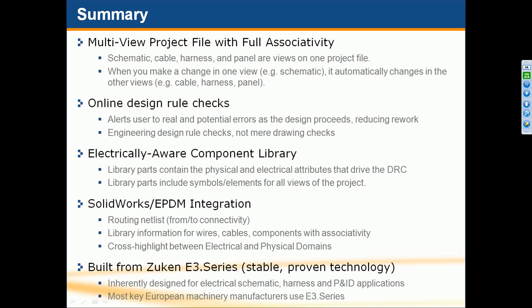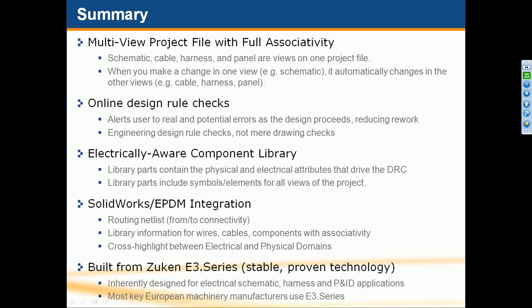So in summary, what are we proposing? We're proposing an electrical design tool that has multiple views of the same project, and it's fully associative. The schematic, the cable, the harness, the panel, even SolidWorks are fully up to date all the time. There are online design rule checks. We didn't cover those today, but they'll alert users to real and potential errors as the design proceeds, so you can eliminate rework down the road. There's an electrically aware component library, and that's what really allows you to do the things that you saw Eric do in the cable and the panel and the schematic design. These parts know how they go together and what they are essentially.